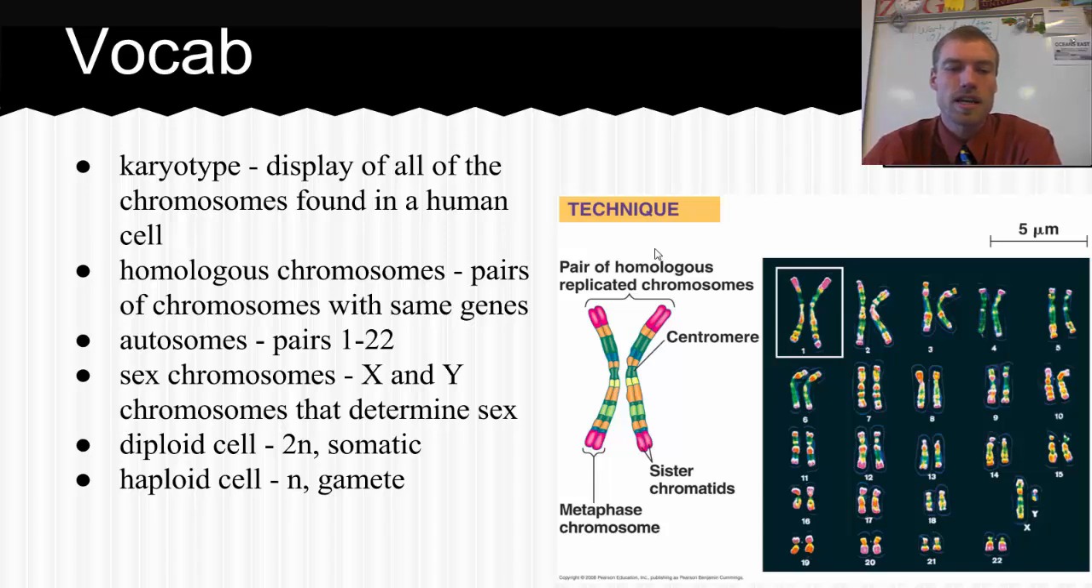We have diploid cells, which are your 2n cells, also sometimes known as somatic cells. Those are your body cells. And then you have haploid cells, which are gametes. 2n means that you've got a full set of chromosomes, the full 46, whereas your haploid cells only have 23. They have basically half of the full set.